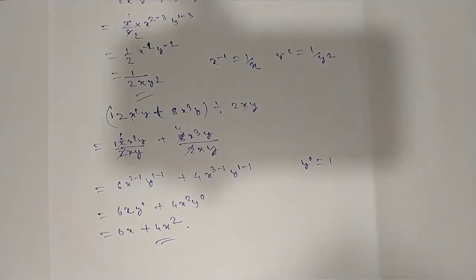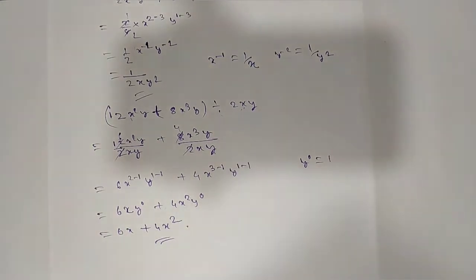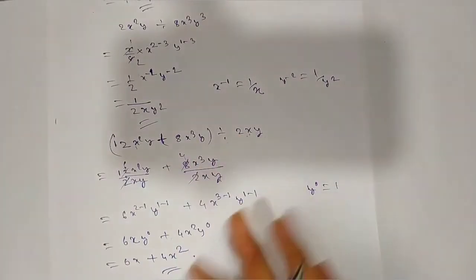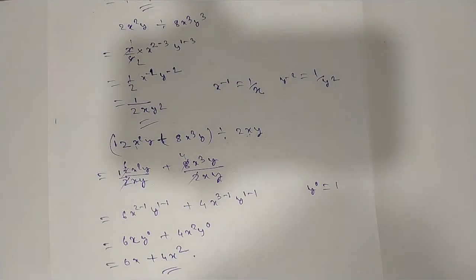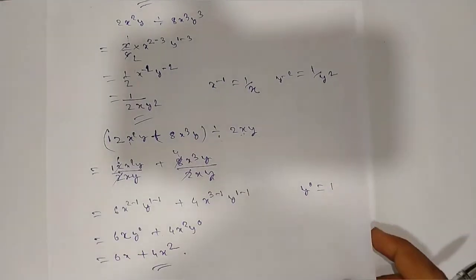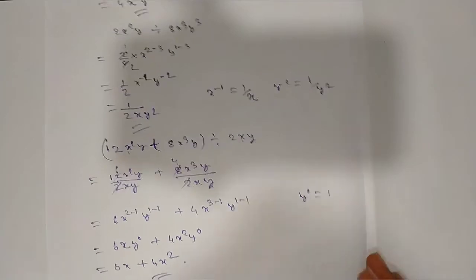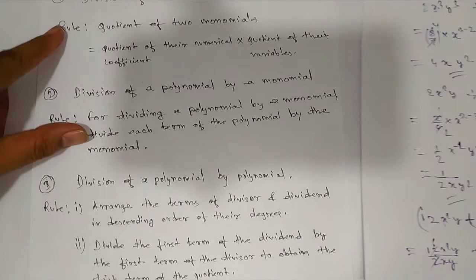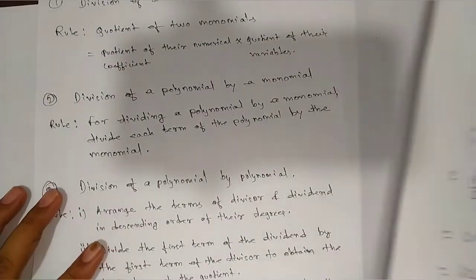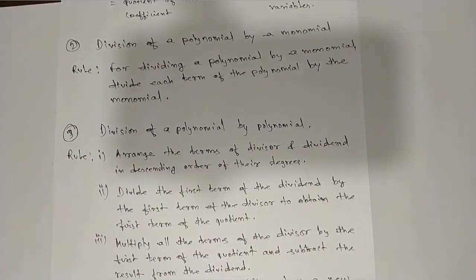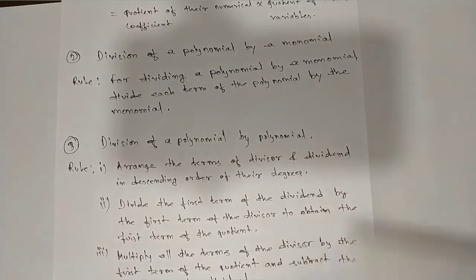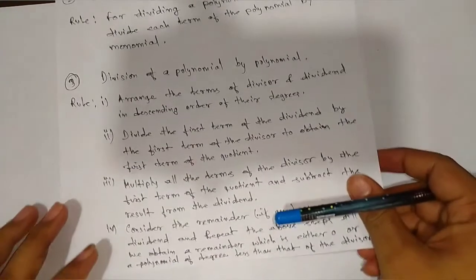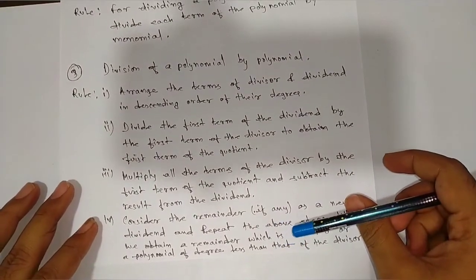Next we will see polynomial by polynomial, and in that case we cannot apply this law. For this type, we will go for the long division method and follow a certain rule. These first two are quite simple, so you can apply the two concepts we already have. Now we will go for the third law, the third one. For the third one you have four steps. So just see it here.